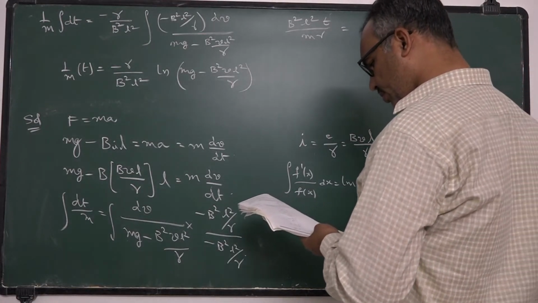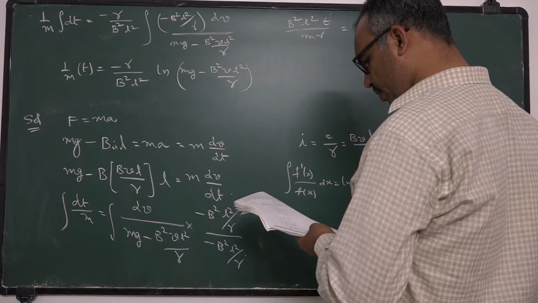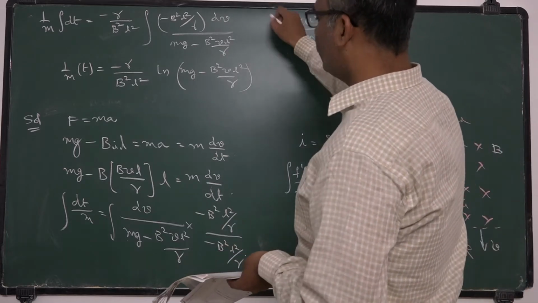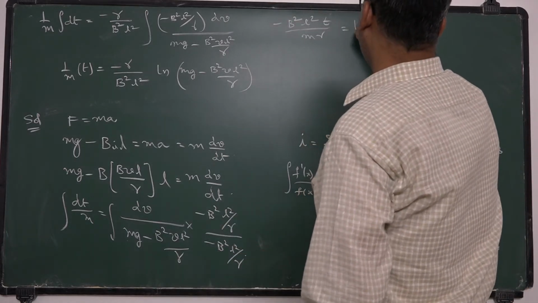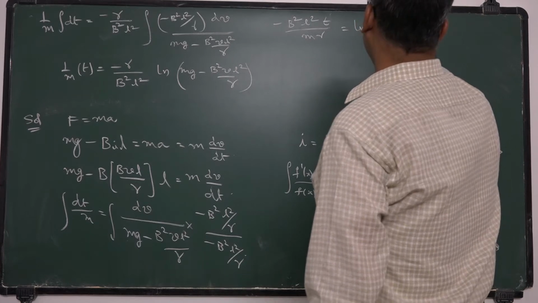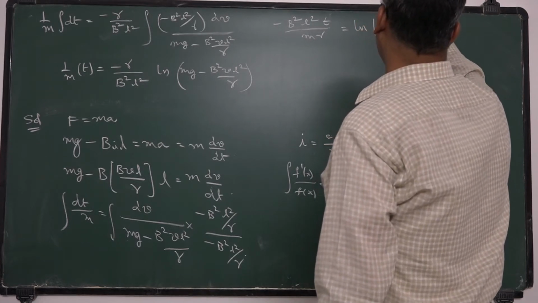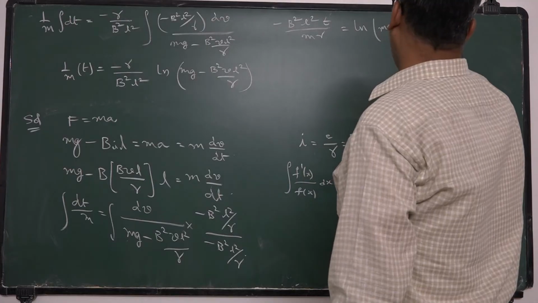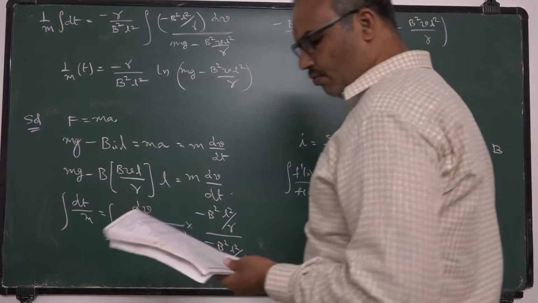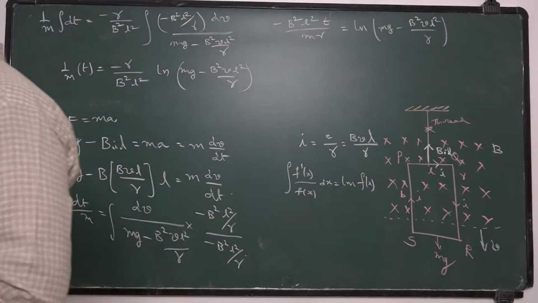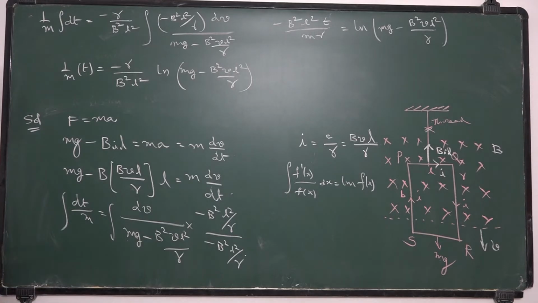Otherwise, keep the minus also this side. Later in the next step we will do it. ln mg minus b square v l square by r. We require velocity here. What is the formula for velocity?